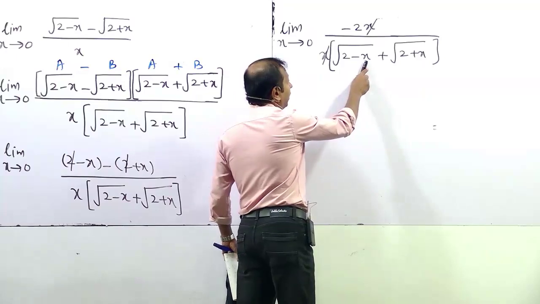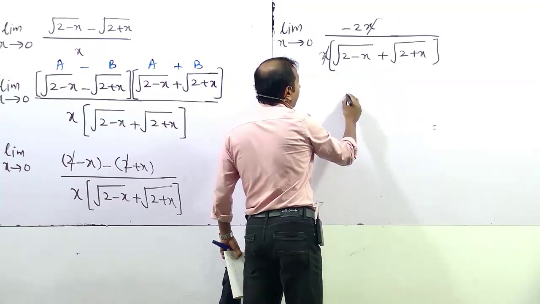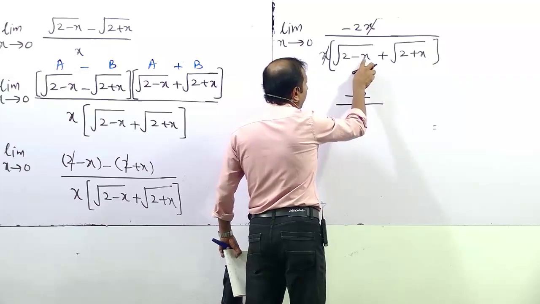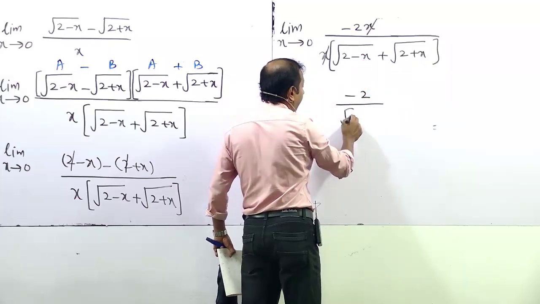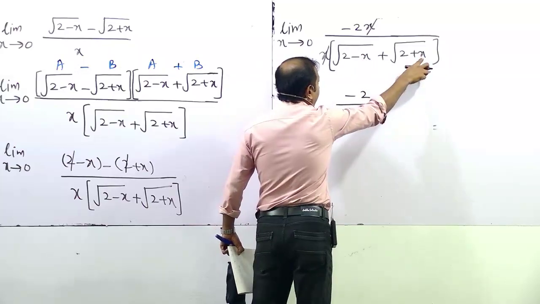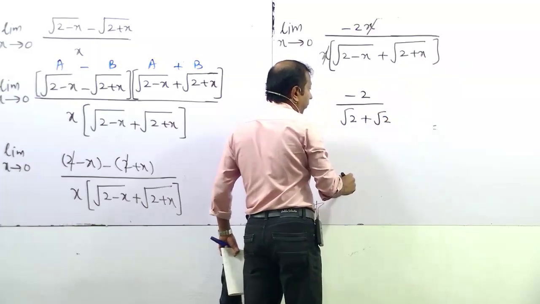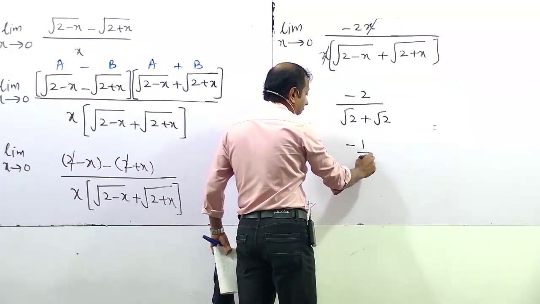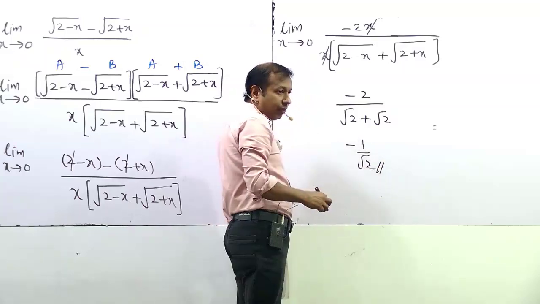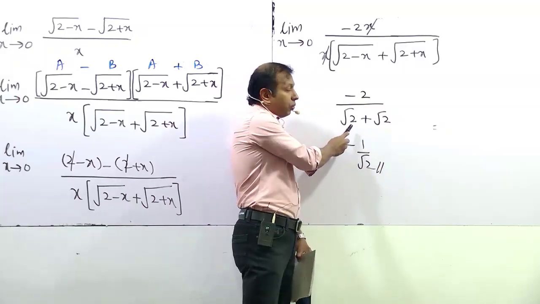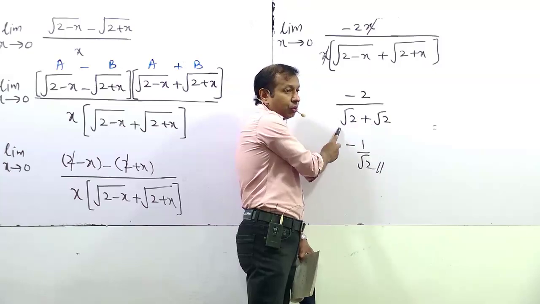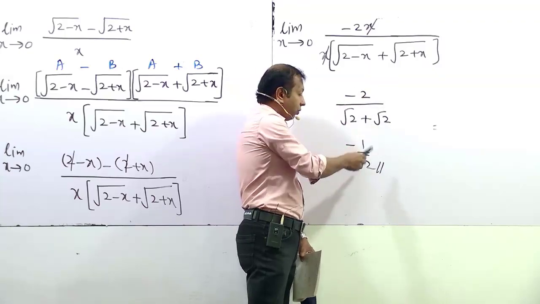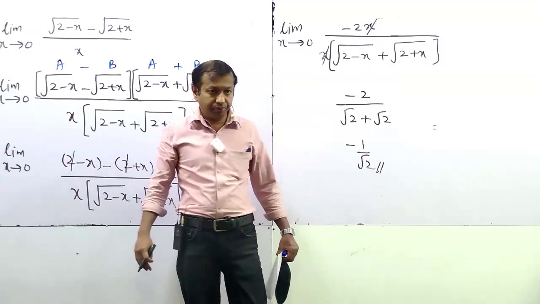No need to write one more step there. I'll write directly 0 here and here. Numerator minus 2. Here put 0, root 2 plus root 2. Then what do we get? 1 over root 2. No, minus 1 over root 2. No, why? Root 2 plus root 2 means 2 times root 2. 2 and 2 you can cancel down. Minus 1 over root 2. Answer is this.